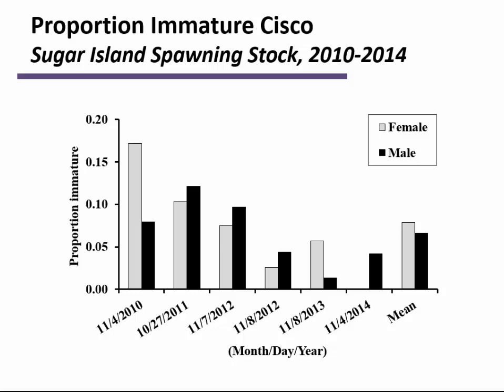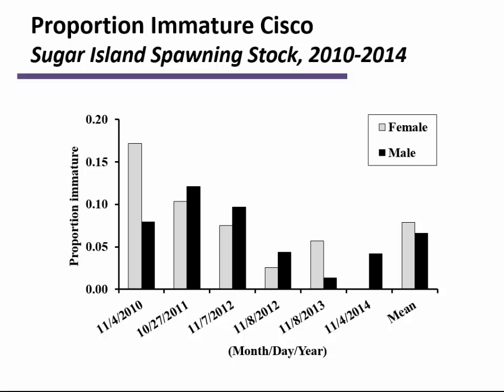So one of the things I did was I went back and looked at the proportion of immature Ciscos in my Sugar Island spawning catches, this is 2010 to 2014. The bottom graph are just individual days or sampling dates, so there's really no true progression, although it goes through years. So what you see is that on average, about 5 to 7% of the males and the females are sexually immature in this particular population.